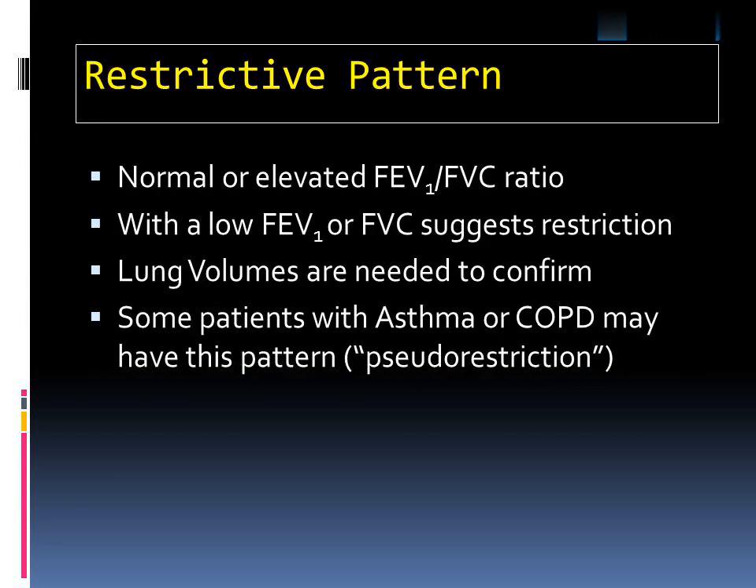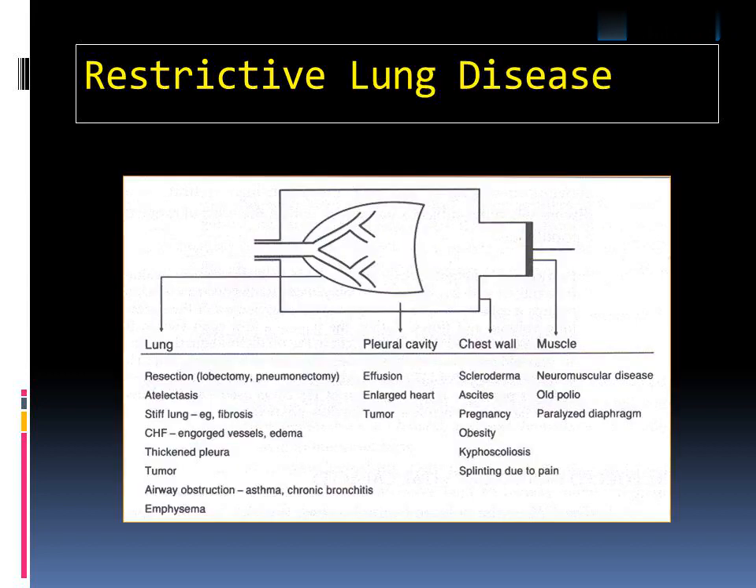Restrictive pattern: normal or elevated FEV1/FVC ratio with a low FEV1 or FVC suggests restriction. Lung volumes are needed to confirm. Some patients with asthma or COPD may have this pattern, called pseudorestriction. Restrictive lung disease.